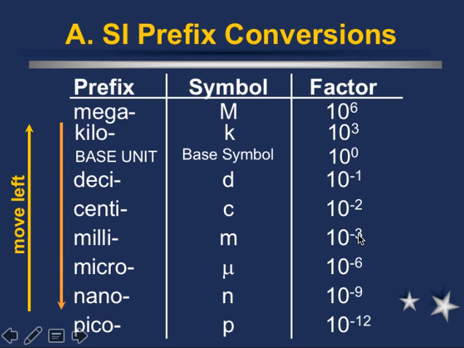And the same thing goes for when we move down units. If we went from deci to micro, how would we move the decimal? Well, we move it to the right. We just need to do a little subtraction to find how far.